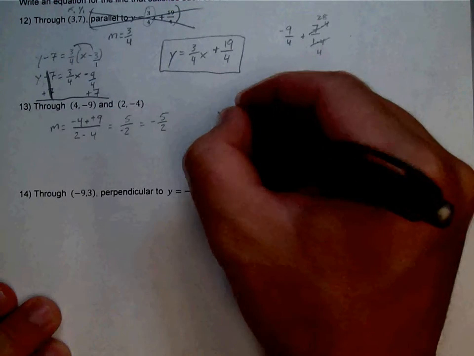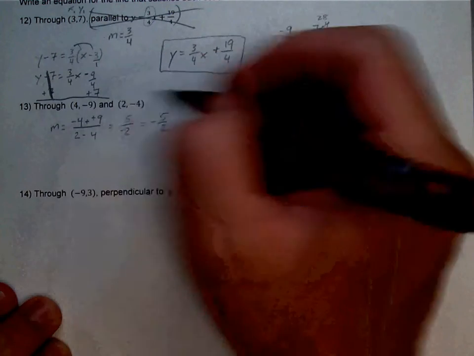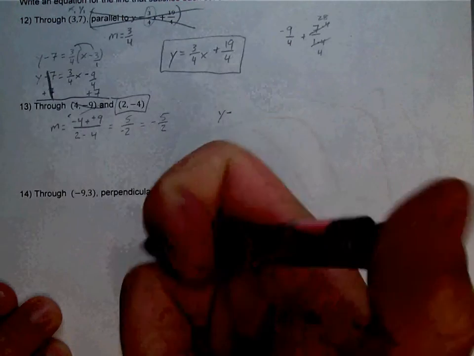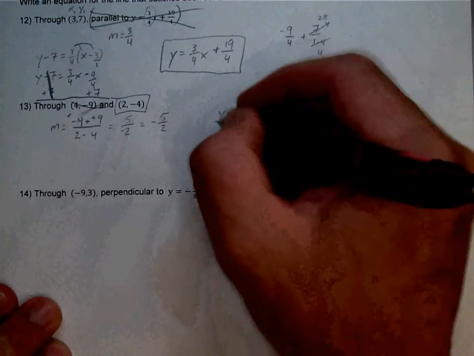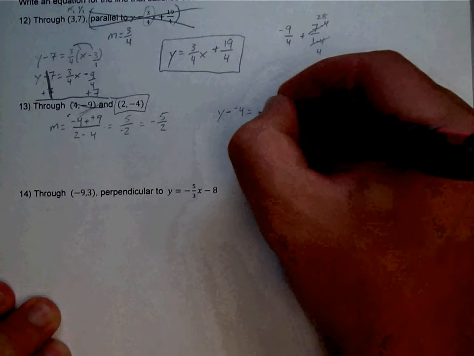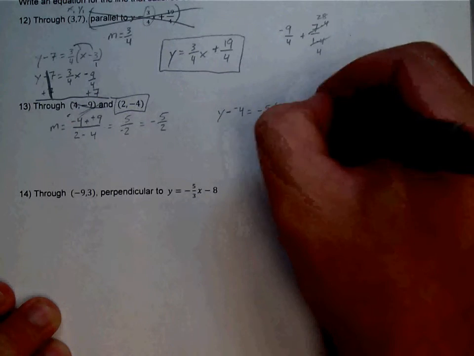So then, for our equation, we've got to pick one of the two ordered pairs to use. I'm going to use 2, negative 4 just because they're smaller numbers. You can use the other one just fine. You get the same answer. If I use 2, negative 4, plug in negative 4 for y1, my slope is negative 5/2 times x minus 2.